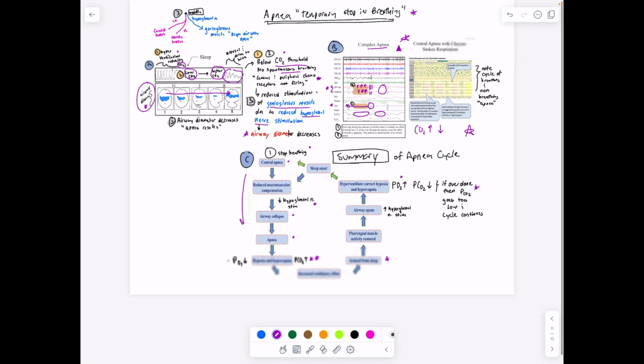But overall, our breathing is a result of these peripheral and central chemoreceptors, our carotid body chemoreceptors, going up to our medulla, and then for the airway, the medulla stimulating the hypoglossal nerve, which stimulates this genioglossus muscle, which keeps the airway open.